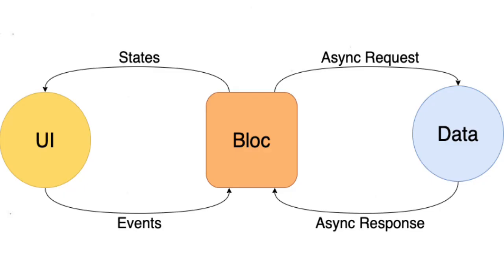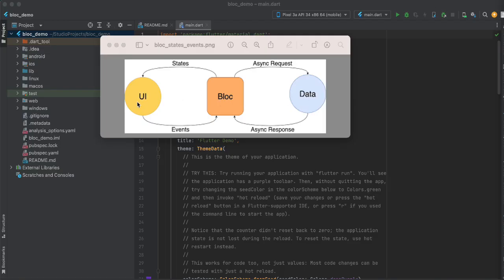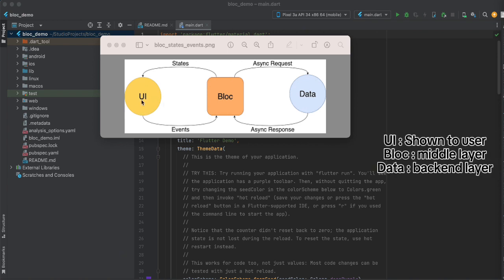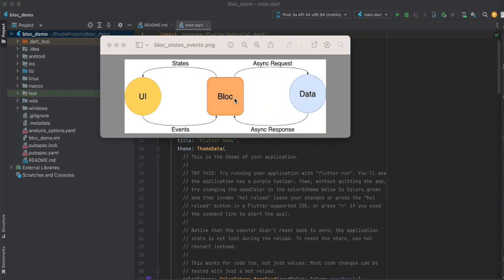First of all, we have to understand that Bloc is used as a communication layer. One is the UI, which we display to the end user, the middle layer is Bloc, and the backend layer is the data. Whenever any state has to be emitted, Bloc sends that information to the UI, and from the UI, if it needs something else, it sends a request to the Bloc. For instance, it could be login information that the UI wants, so it sends it to the Bloc, and from the Bloc it sends the request to the backend, to the data.